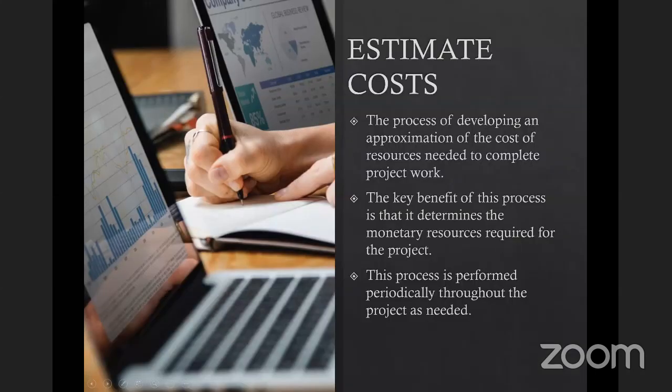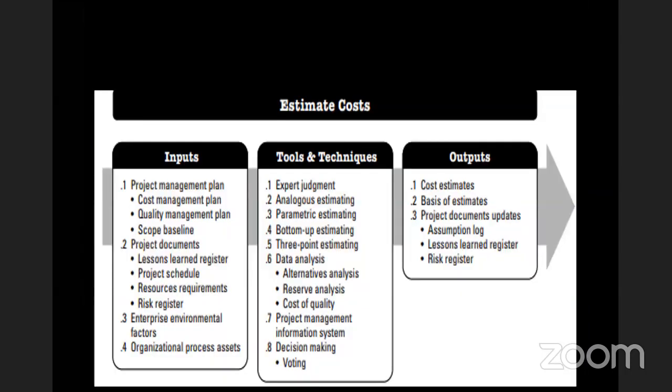Now, the second process is that of estimating costs. This is the process of developing an approximation of the cost of resources needed to complete the project work. The key benefit of this process is that it determines the monetary resources required for the project. And this process is performed periodically throughout the project as needed. In that process, the inputs you would use are the project management plan, and specifically the cost management plan, the quality management plan, and the scope baseline. Then secondly, you will use your project documents, specifically lessons learned register, project schedule, resource requirements, risk register, and then the enterprise environmental factors, and then your organizational process assets.